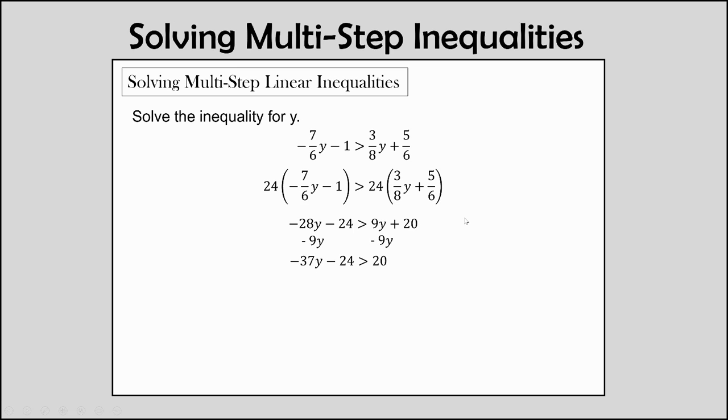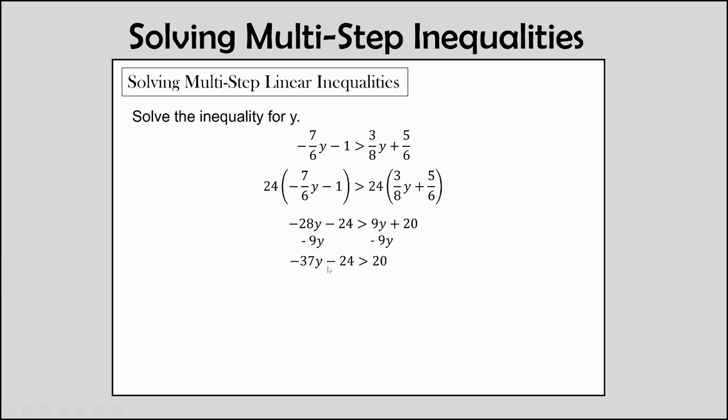Therefore, I just have whole numbers that I get to work with. Nice simple step. The next step in the process is I got a y term on the left, a y term on the right. I only want one y term, so I got to make one of them a zero. I'm going to subtract 9y from both sides so my variable is on the left. So negative 28 minus 9y is really negative 28 plus negative 9y. That's negative 37y. Minus 24 is greater than 20. Remember, that's a zero, so we got a 20 over here.